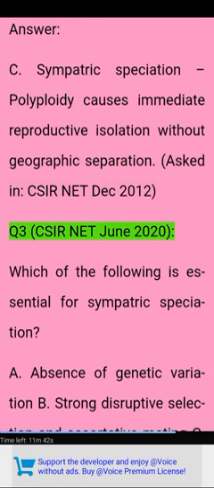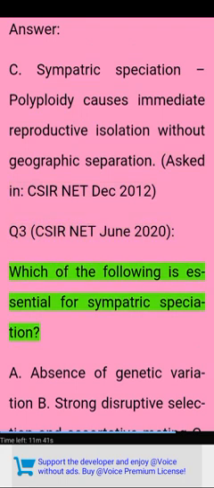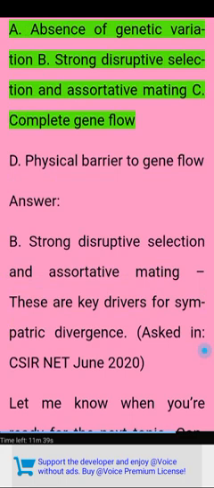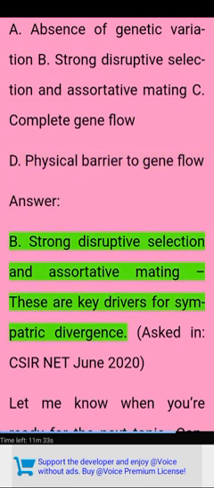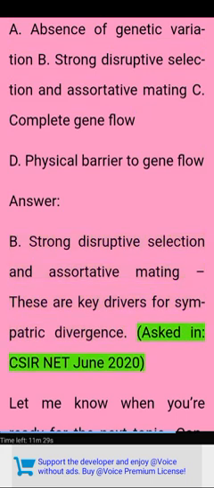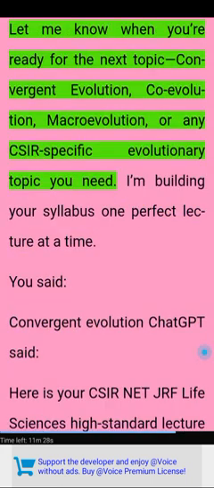Q3, CSIR-NET June 2020. Which of the following is essential for sympatric speciation? A, absence of genetic variation. B, strong disruptive selection and assortative mating. C, complete gene flow. D, physical barrier to gene flow. Answer: B, strong disruptive selection and assortative mating. These are key drivers for sympatric divergence. Asked in CSIR-NET June 2020.